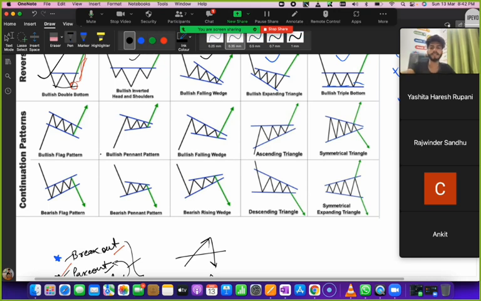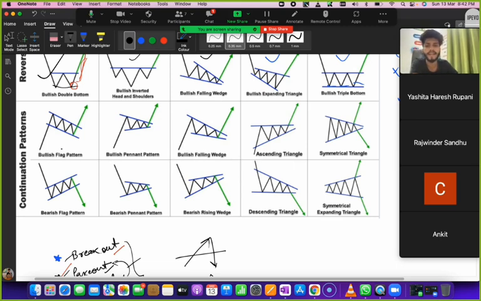If we look at channels, these kinds of patterns, what does it indicate? That there may be a reversal in the market, the price is going to reverse. That's why these kinds of patterns are important. Now, what is a continuation pattern?